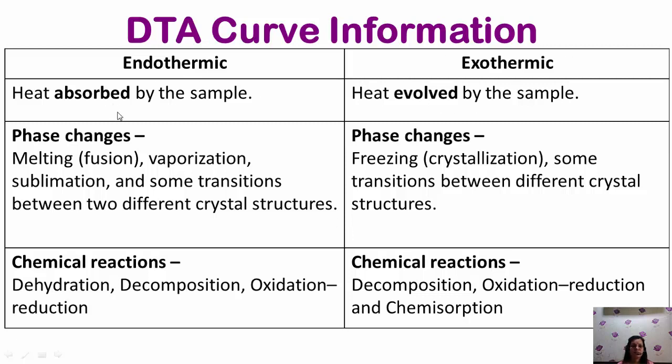In the case of endothermic, the phase changes that take place are melting, vaporization, sublimation, and sometimes change in crystal structure. In the case of exothermic, the phase changes that take place, with heat evolved, are freezing and some transitions between different crystal structures. With respect to chemical reactions, in the case of endothermic, we can see dehydration, decomposition, oxidation, and reduction. In the case of exothermic, we may see the same type of changes like decomposition, oxidation, reduction, chemisorption, but not dehydration.